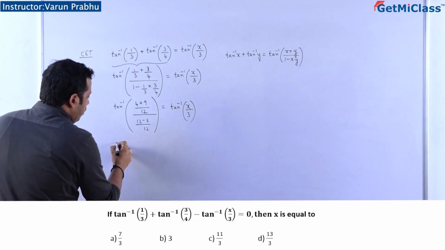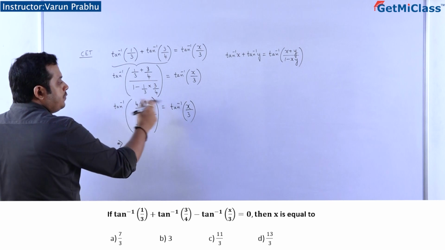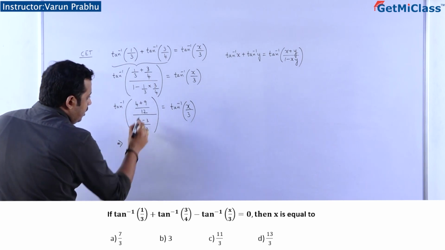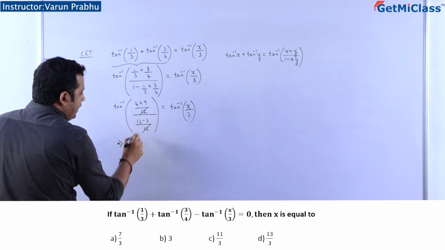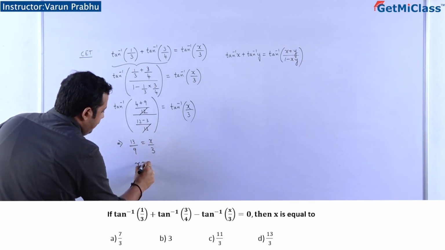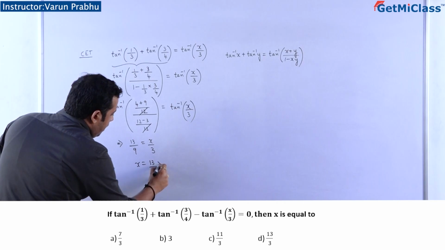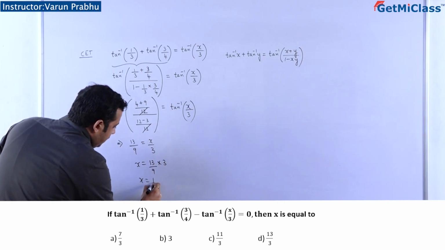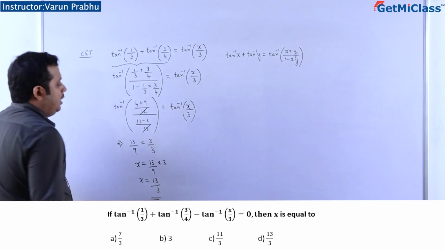So if you compare on both sides now, tan inverse will get cancelled, right? 12 will get cancelled. 13 by 9 is equal to x by 3. So what is the value of x? x is equal to 13 by 9 multiplied by 3. x is equal to 13 by 3, which is the answer to the question.